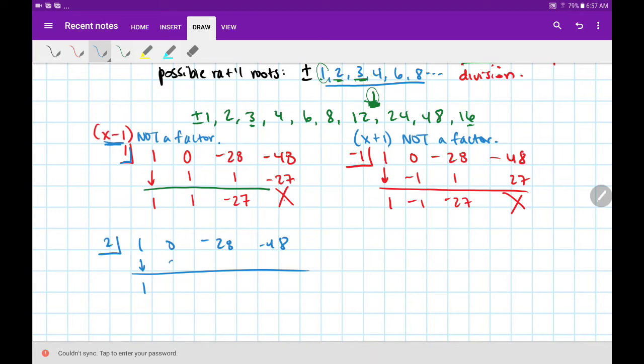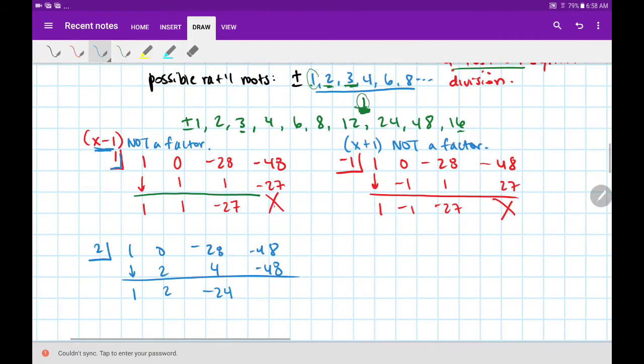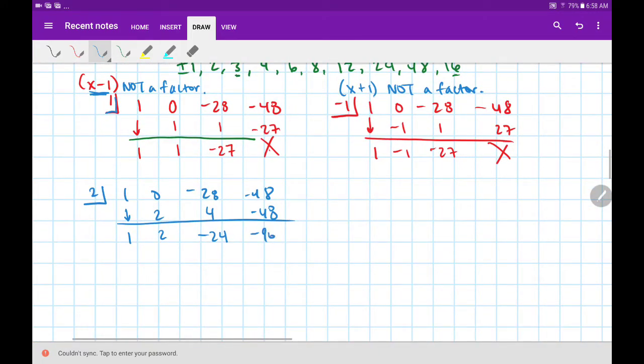Bring down the 1. 2 times 2. And now negative 24 times 2 is negative 48. Did I make a mistake? Possibly. Bring down the 1. 1 times 2 is 2. Negative 24. No, looks like we did it right, but we still haven't gotten the answer that we're looking for. Let's try it once more, this time with negative 2.